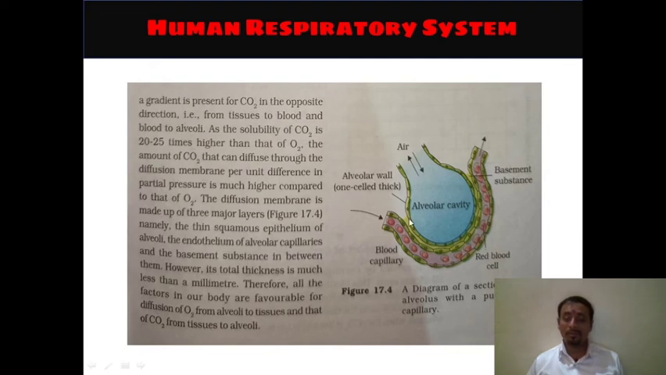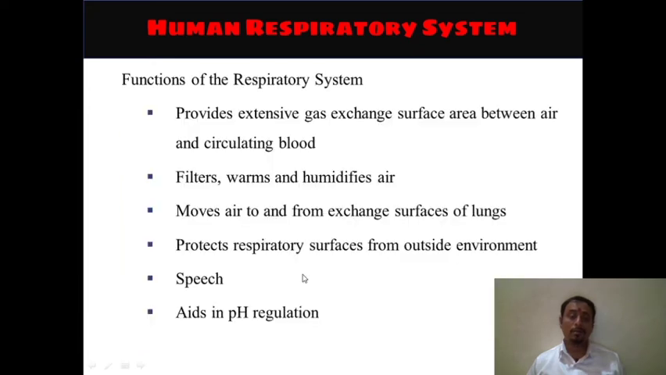This is how the diffusion occurs. CO2 gets diffused inside the alveolar cavity and O2 gets diffused inside the blood capillary through the alveolar cavity. Here the exchange of gases occurs. Next, let's see the functions of the respiratory system according to the Pearson biology book.